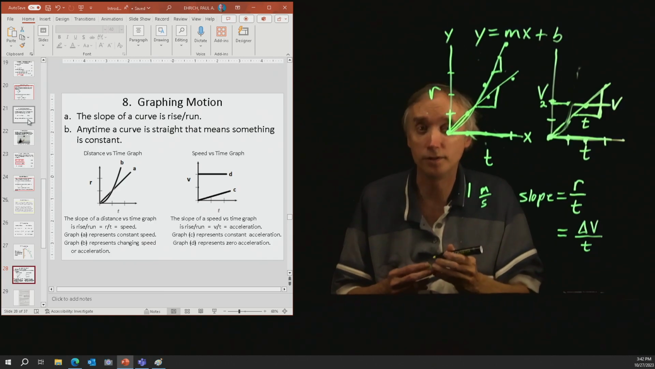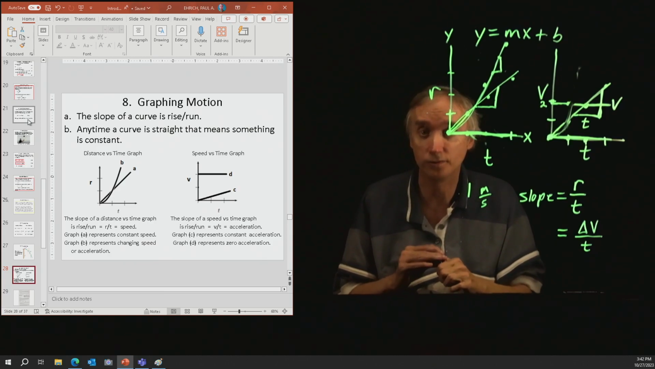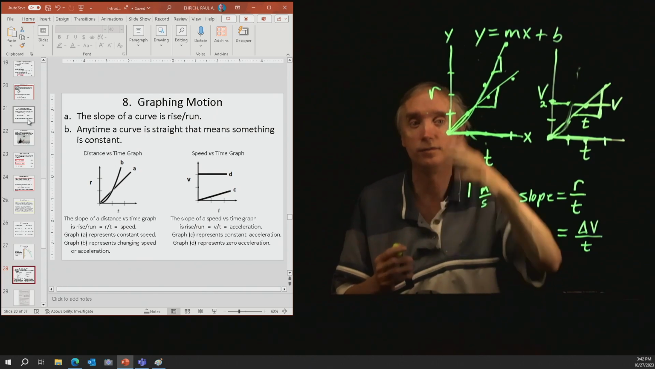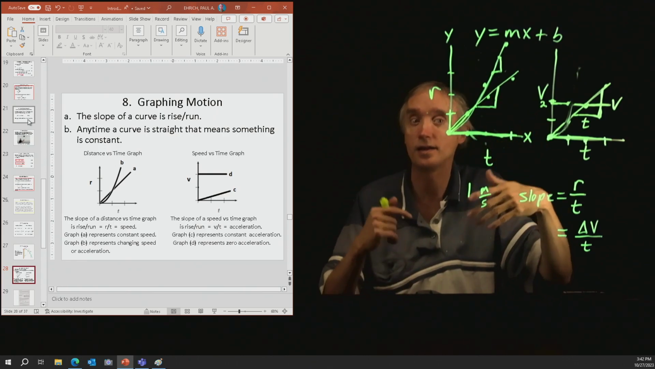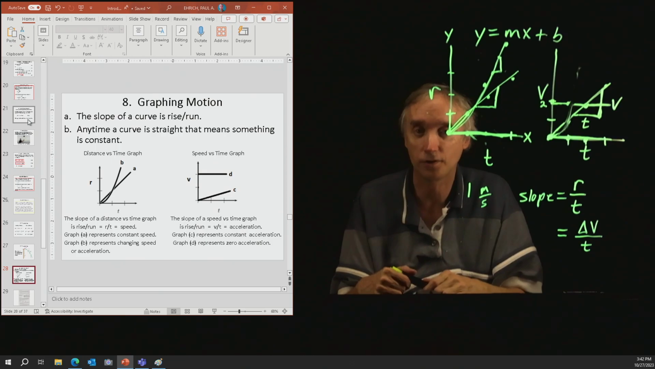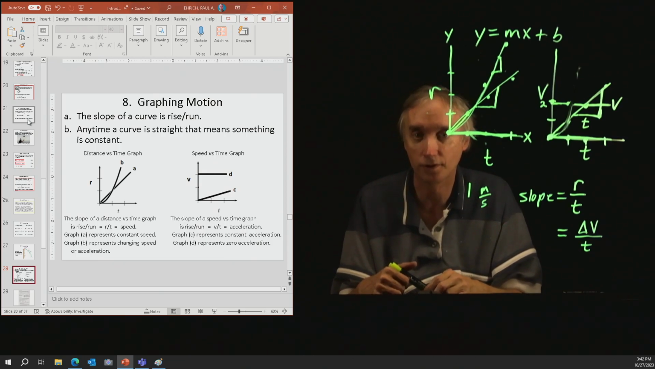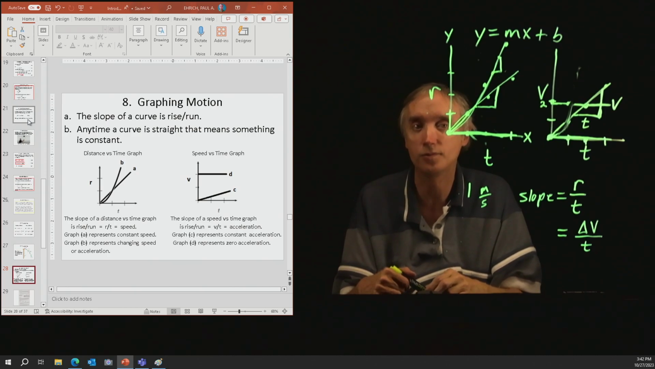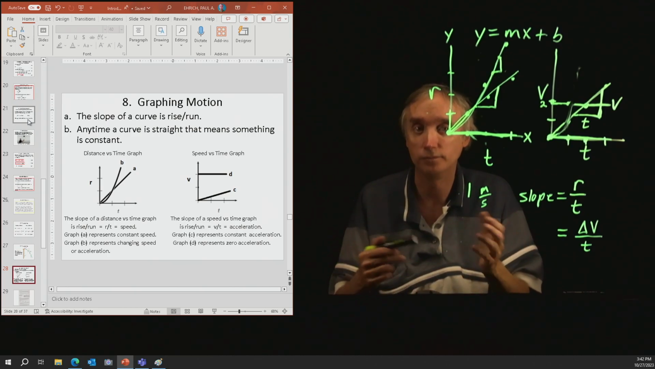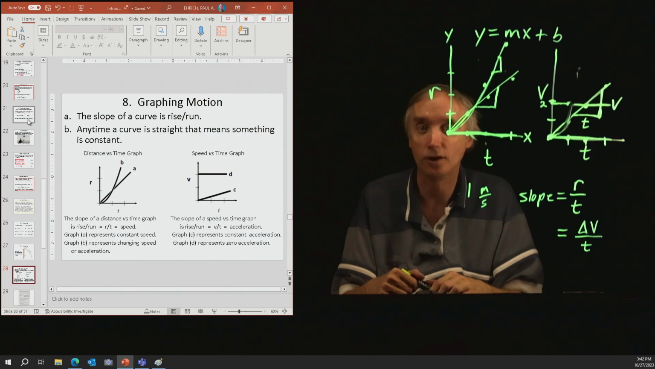So on the exam, if you're one of my students, I could give you a graph, I could ask you to plot the graph, and then I could ask you to interpret the graph. What is the object doing? Okay, so there you go.